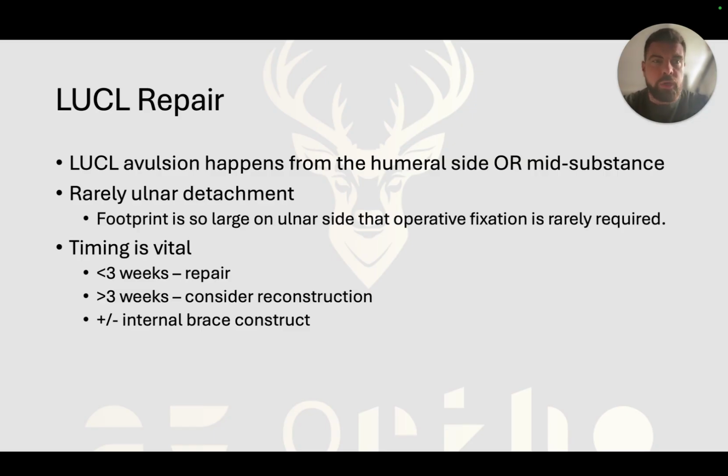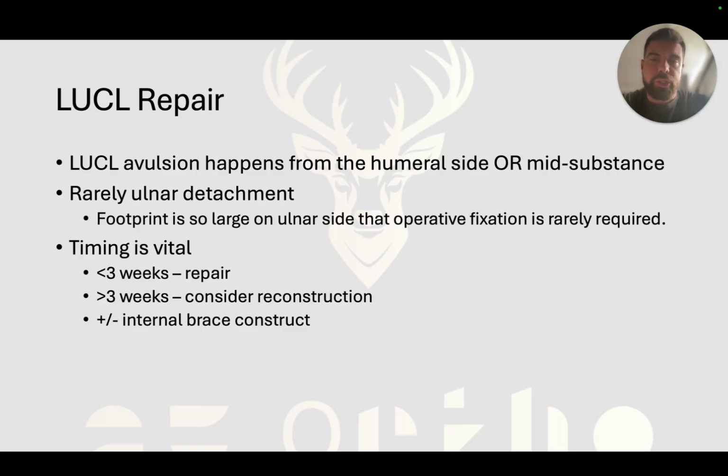Now, if it comes off the ulnar side, because the base of the LUCL's insertion on the ulnar side is so big, the chances of you needing to do anything on the ulnar side are very, very low. The CT may even show some avulsion fragments on the ulnar side, but the chances of you needing to do something are very, very low.